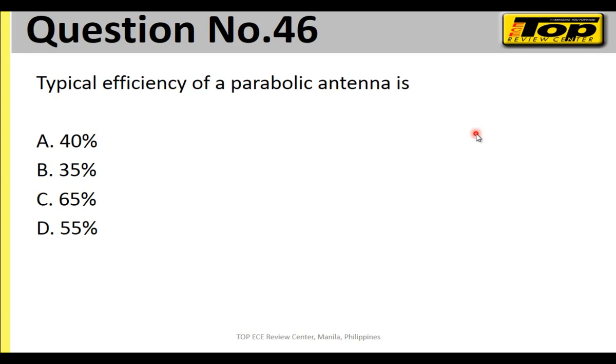kaya tinatawag ito na efficiency because not all of the power coming from the primary or the energy coming from the primary antenna will illuminate the parabola. Some will leak out, no? Some will go on other direction other than the straight path going to the receiver. So meron talagang efficiency. And typical efficiency is usually 55%. That is letter D for number 46.